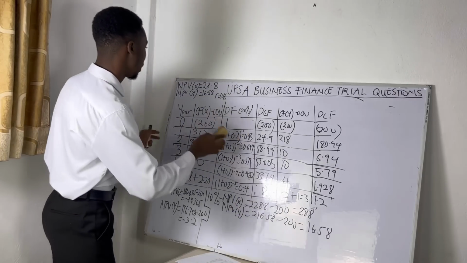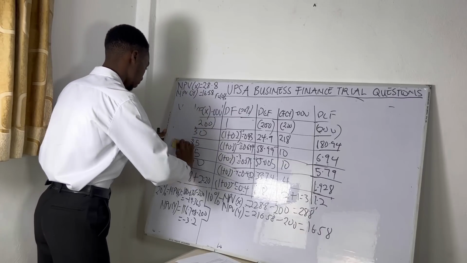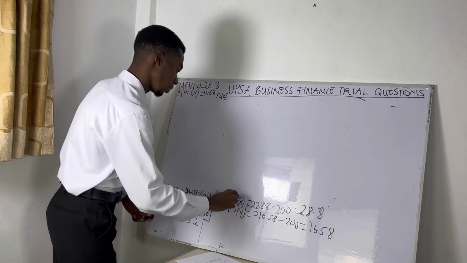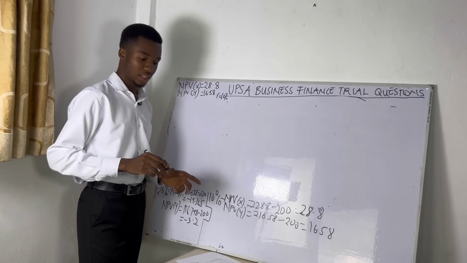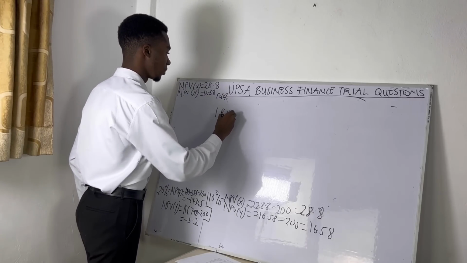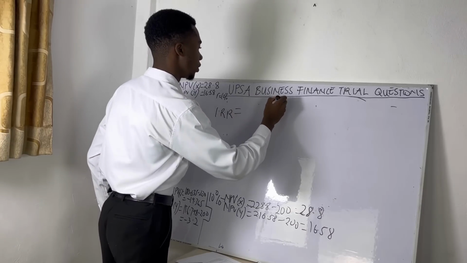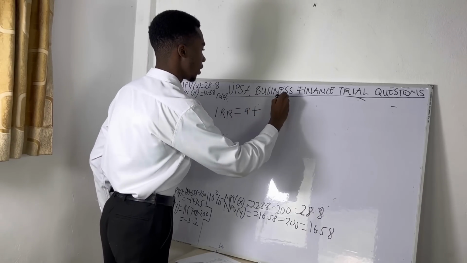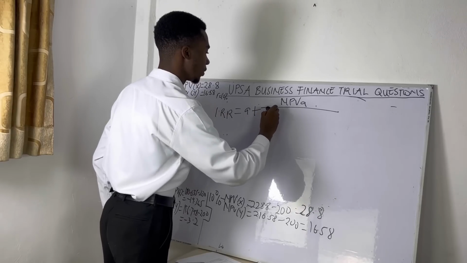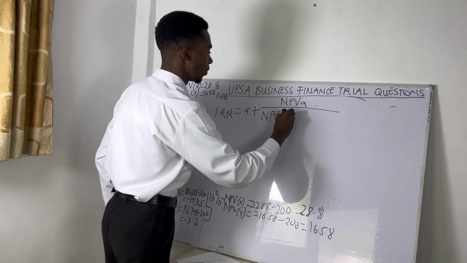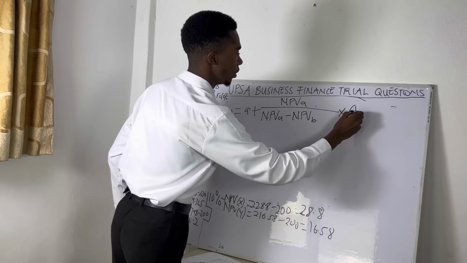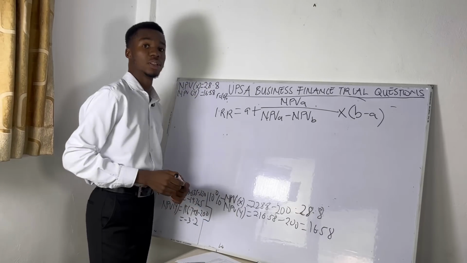So let's clean this side since you are done with the net present value. So these are the net present values. So here is 10%. Yes. So now the formula for the internal rate of return: IRR is equal to A plus net present value of A over net present value of A minus net present value of B, times B minus A. This formula is also called the linear interpolation formula.